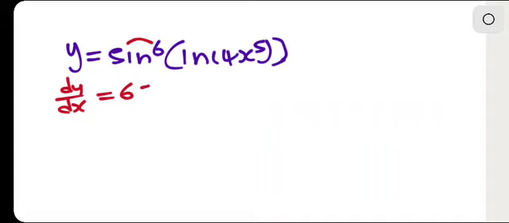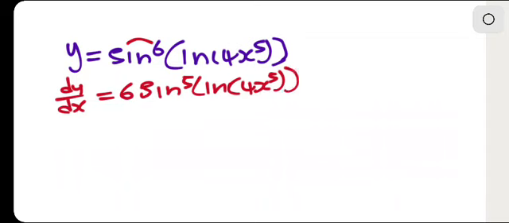Then you'll have sine, and you subtract 1 from the exponent, which will be 5. There, we still have ln of 4x raised to the power of 5, like that. Remember now, you did that, and then you come and differentiate sine. What is the derivative of sine? Sine will be cos.